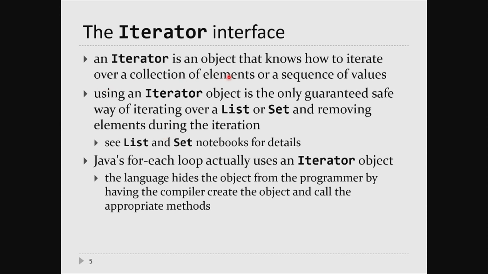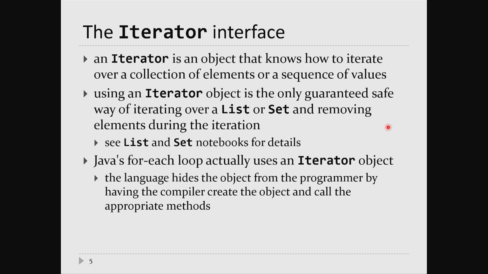So an iterator is an object that knows how to iterate over a collection of elements or a sequence of elements. So if you have a list or a set, list and set both provide iterator methods that return an iterator. The iterator is able to loop or iterate over the elements of the list or set. Now, you normally don't use an iterator directly. Most programmers in everyday programming will not use the iterator directly.